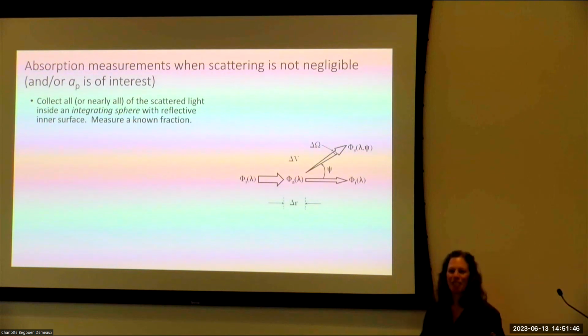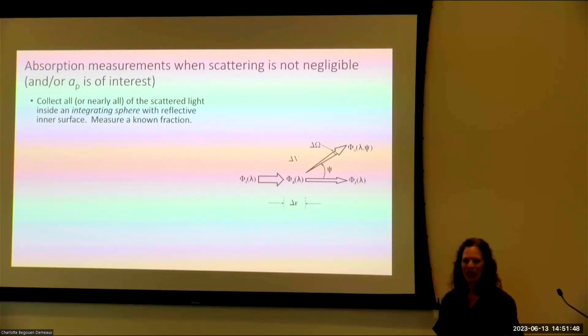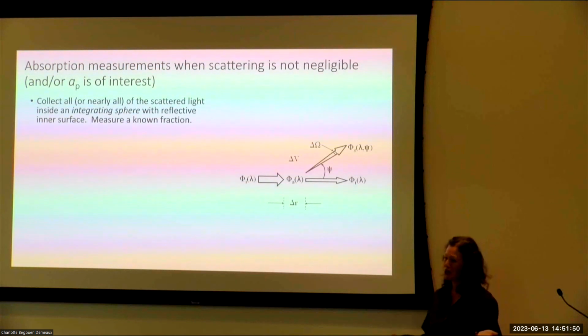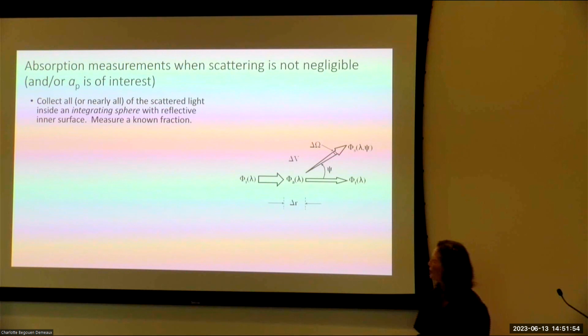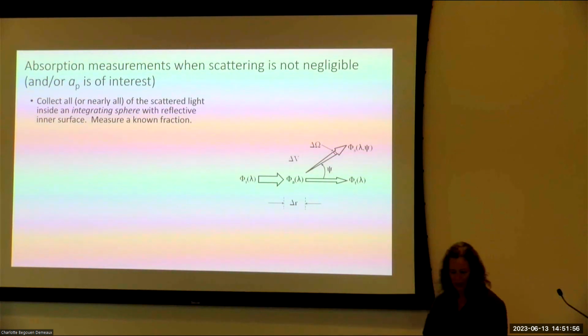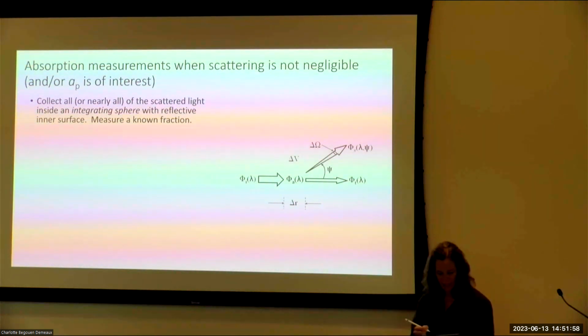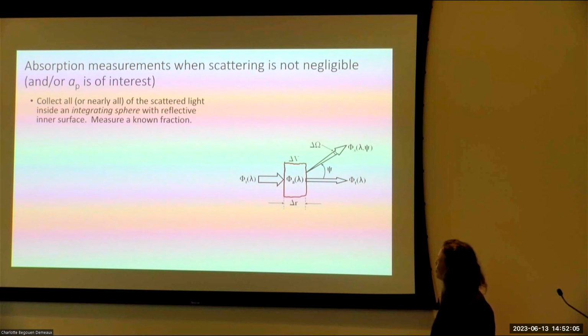Okay, so imagine now that scattering is not negligible, we haven't filtered, or we actually want to know the total absorption, including the particles, or just the particles. Then we need to collect all of that scattered light. So this is option 2 on the last slide. Here is the gray box. Okay, so now we've got scattering again.